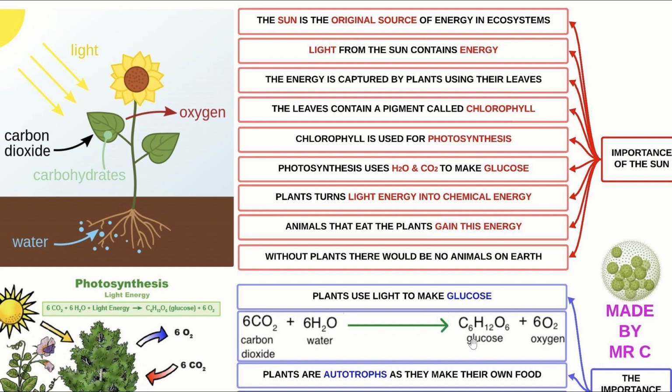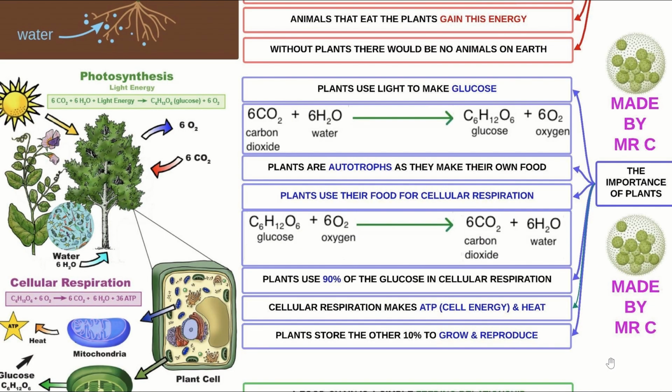Therefore, plants turn light energy into chemical energy. Animals that eat the plants gain this energy. Without plants, there would be no animals on Earth. Next, we'll talk about the importance of plants.